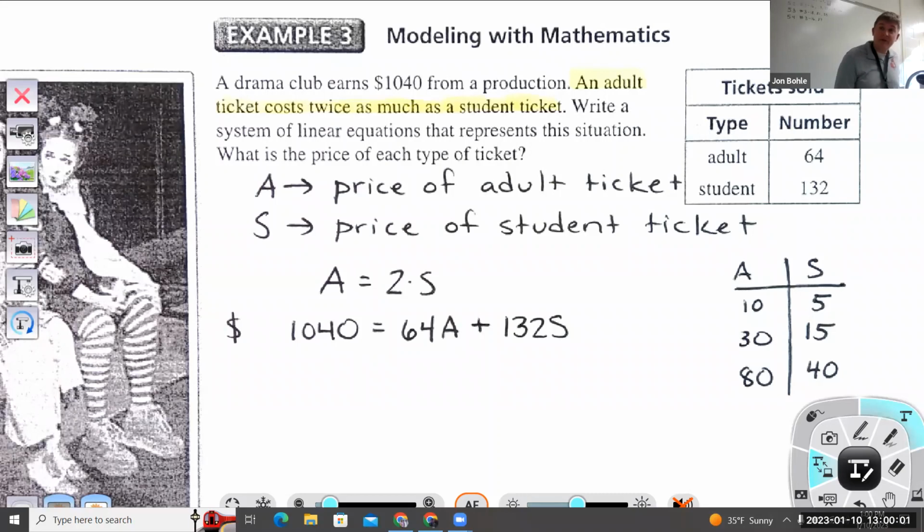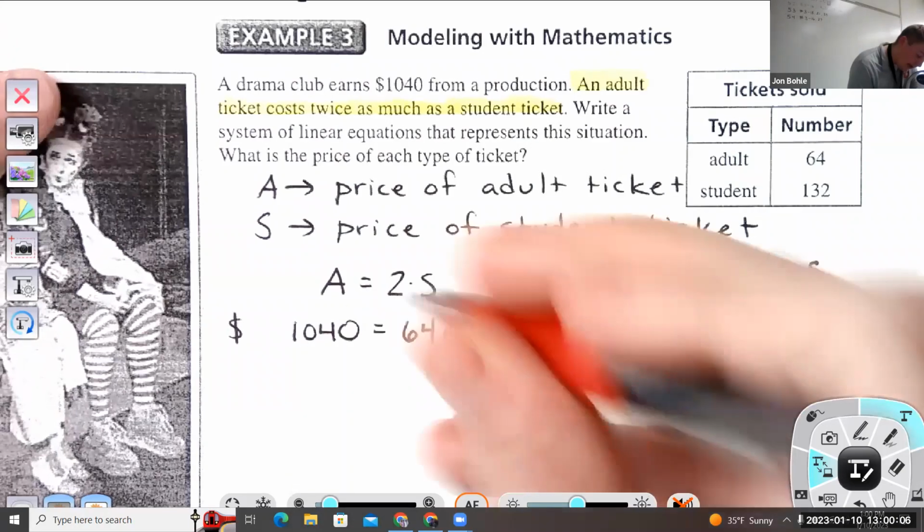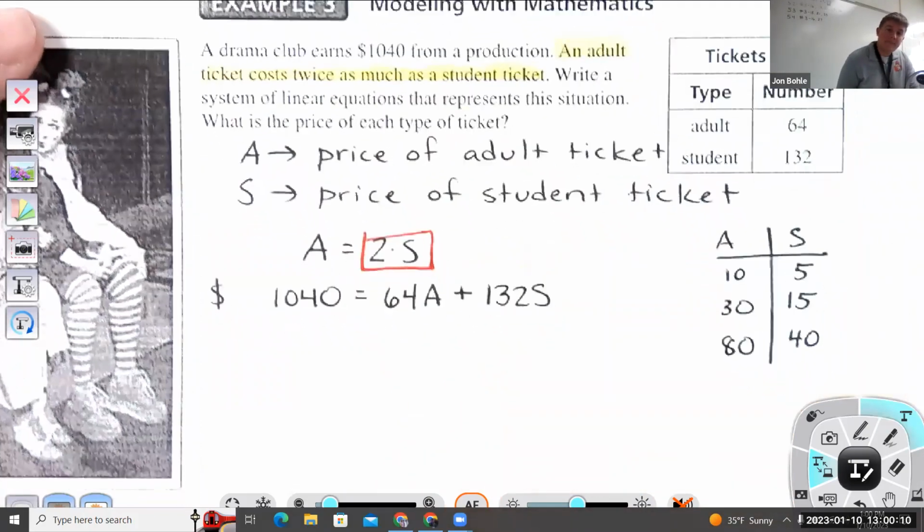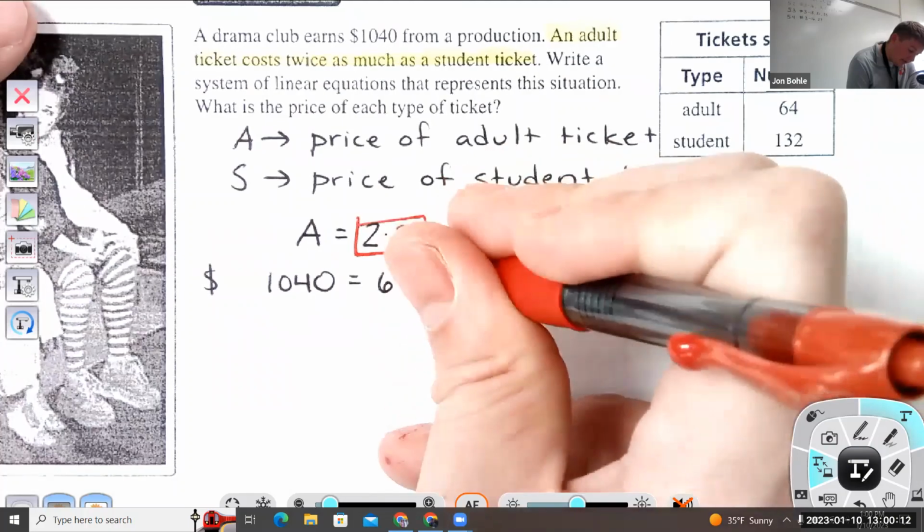This is a great problem for substitution because my A variable is all by itself. So I can take what A is equal to and I can replace it in the other equation.